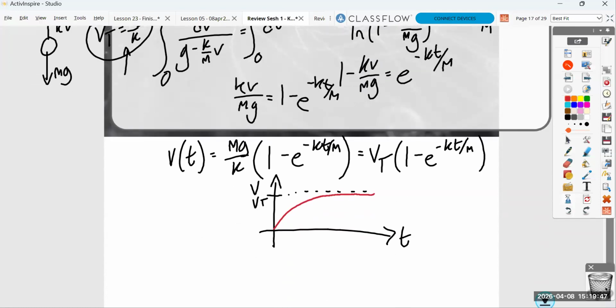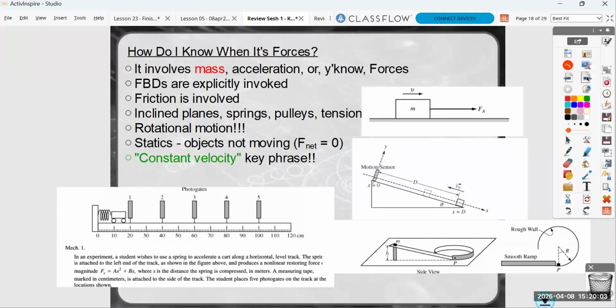So the shape of the graph is really important to know. And we're actually going to see that exact graph again next week in an electronics context, which is fun. Just being careful about drag.